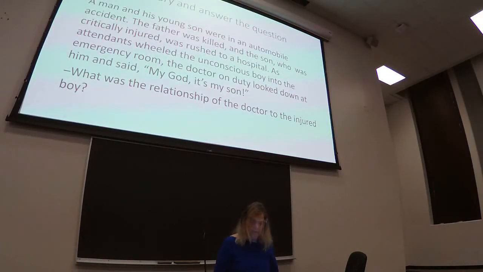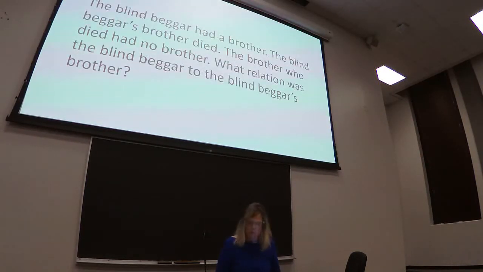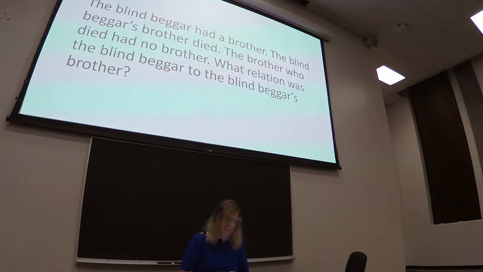I have another, but I'm not going to give the answer now. We can come back to this next time. Here's another little riddle. The blind beggar had a brother. The blind beggar's brother died. The brother who died had no brother. What relation was the blind beggar to the blind beggar's brother?